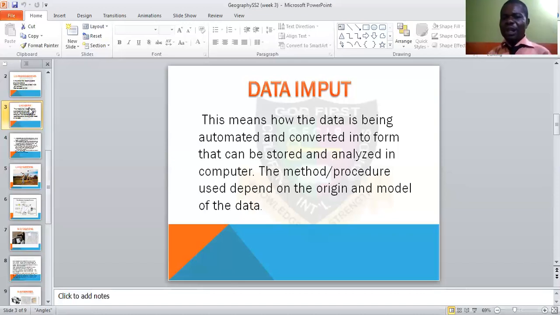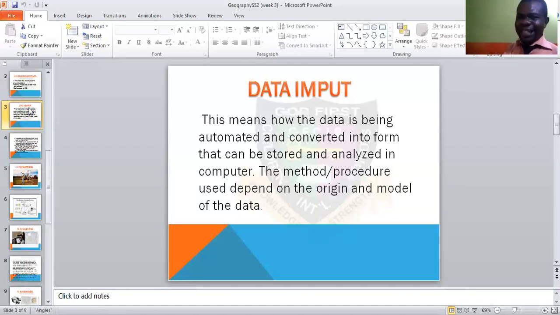The model procedure used depends on the origin or model of the data, how you get the data or the one you want to use. Like we are doing now, we're doing online teaching. Some schools are just doing normal WhatsApp recording. Just talk on WhatsApp, then that's all.